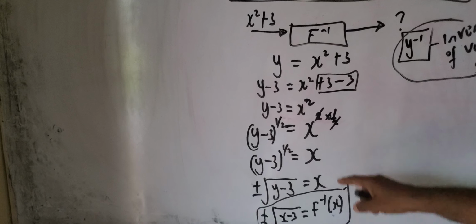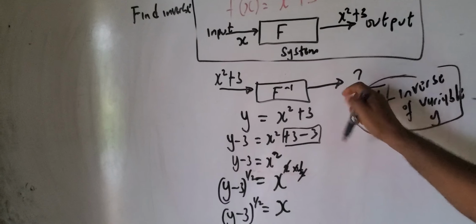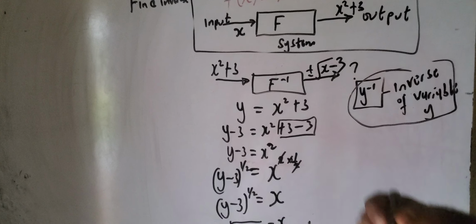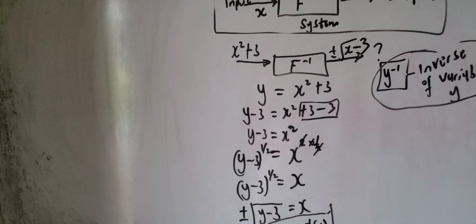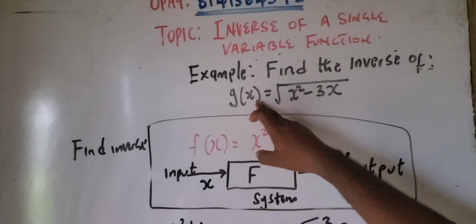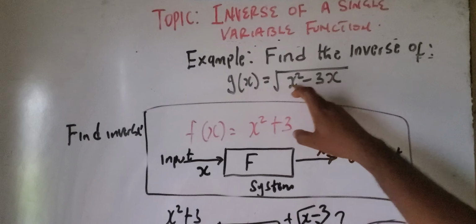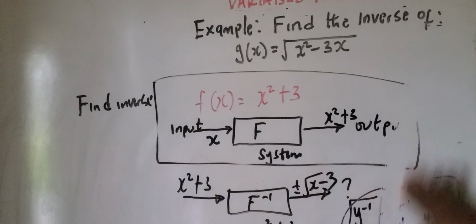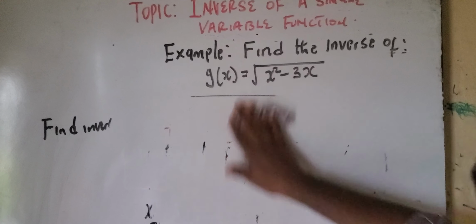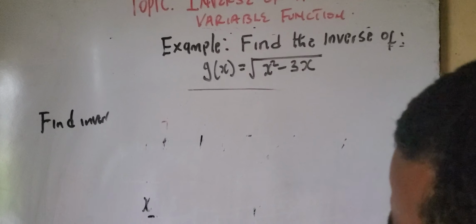So that means when you input this output back into this system, what we are going to have here is plus or minus square root of x minus 3. That's the idea of finding inverse. Now, back to our question here. The question says, find the inverse of g of x given as square root of x squared minus 3x. So let me create a space for us to see how we can go about this type of question.